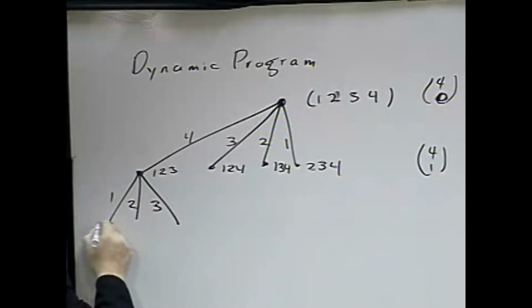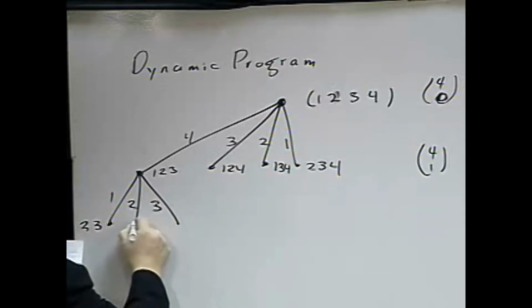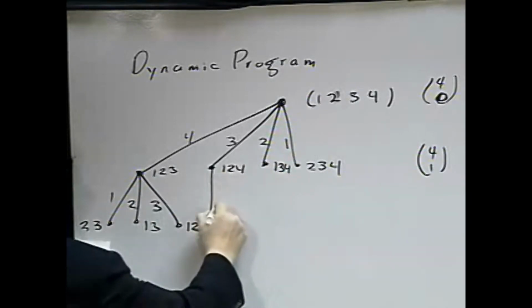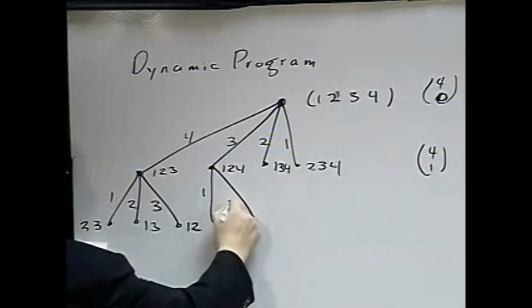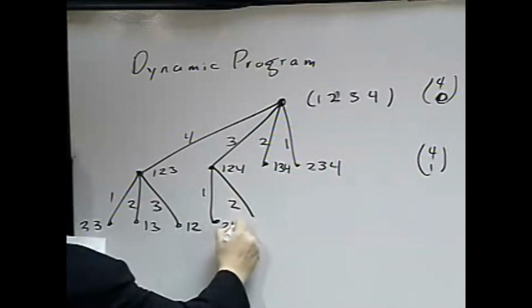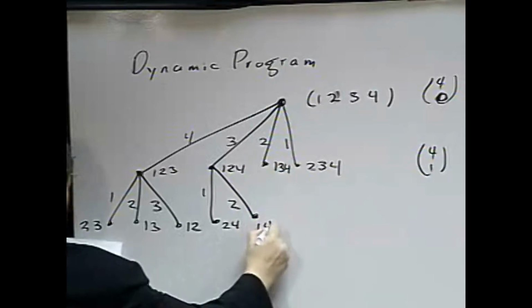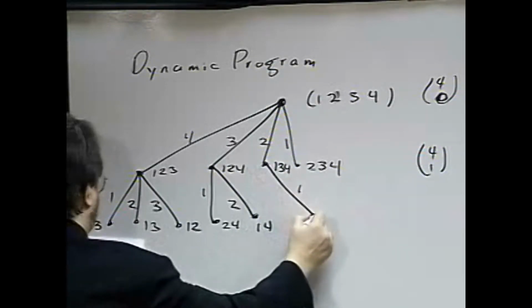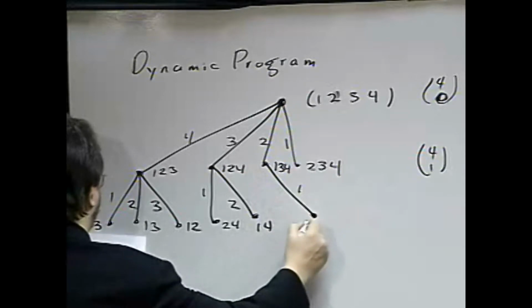So here we have 2, 3. We have 1, 3. We have 1, 2. Here we have 1, 2. So that we have 2, 4, and we have 1, 4 here. And we come down this way, and we have 1, and we have 3, 4.